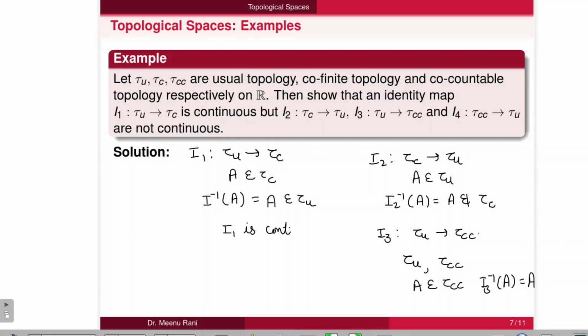So similarly, if we take I4, that is tau CC to tau u. Because of the incomparability of these topologies, if we take any open set from the usual topology, that need not be open in the co-countable topology. So we cannot say that I4 is a continuous mapping. So here we cannot say that I2, I3, I4 are continuous, but there is only one continuous map, that is tau u to tau C.